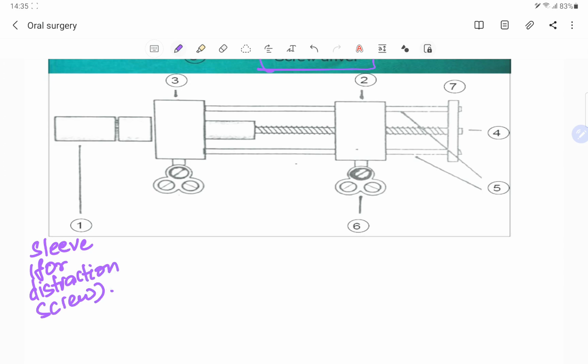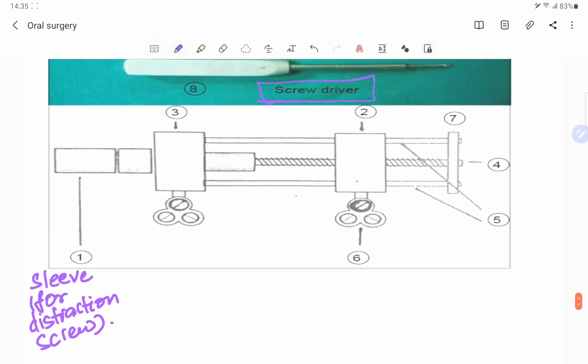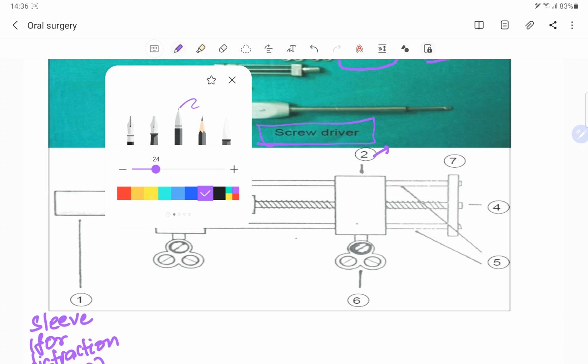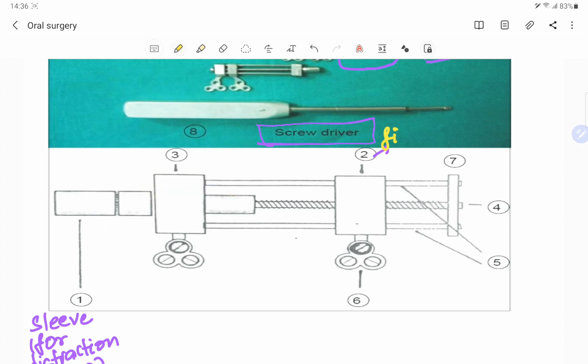Then the second one you can see is the fixed block. So it has got 3 stainless steel holes for a bone plate which is fixed to the medial fragment with the help of the screws. So basically the second point you can see over here, which is our fixed block. Let's take the other color, so this is the fixed block.